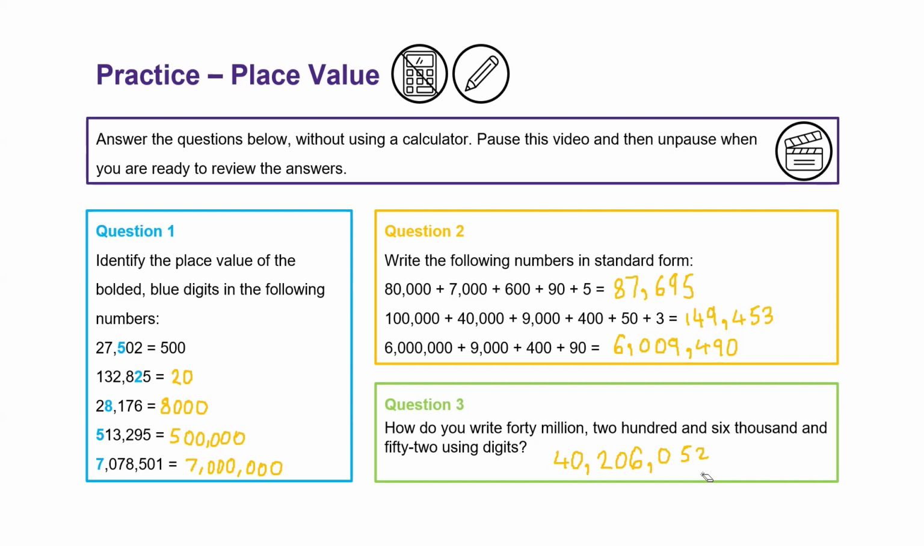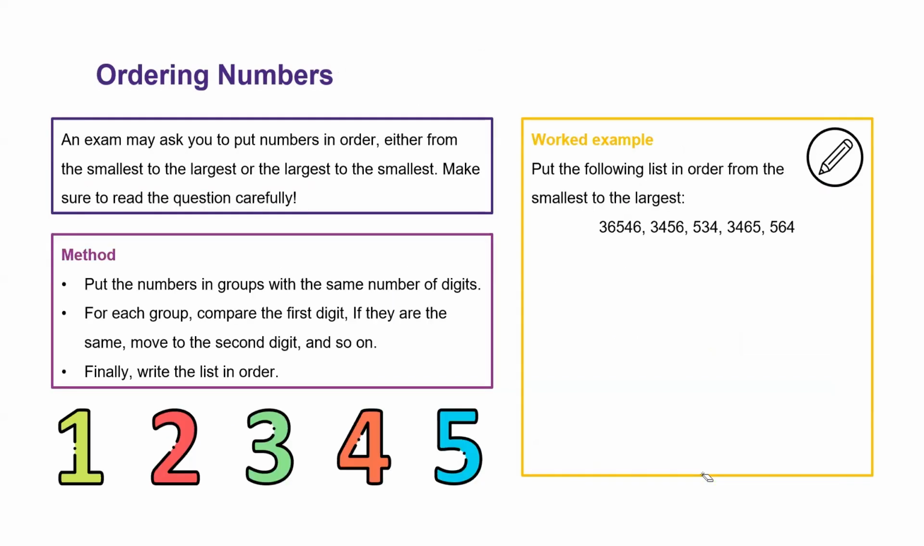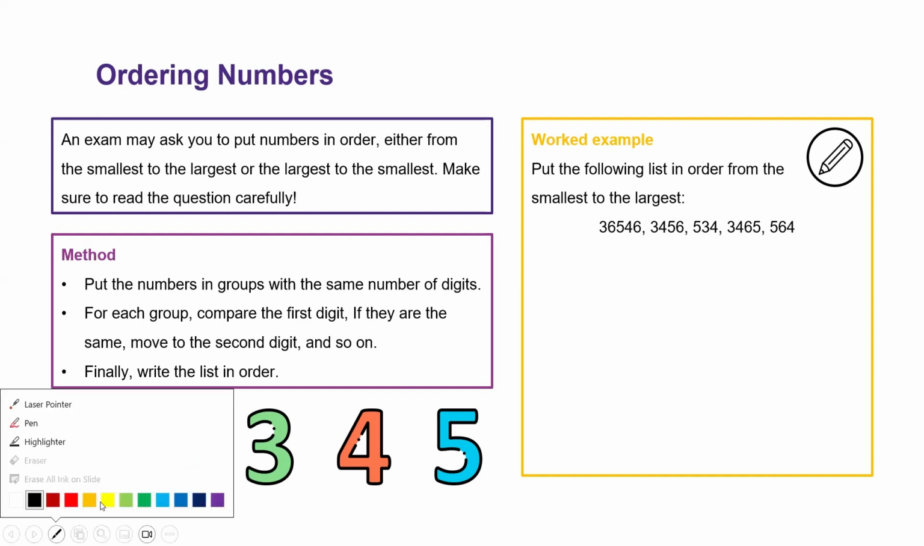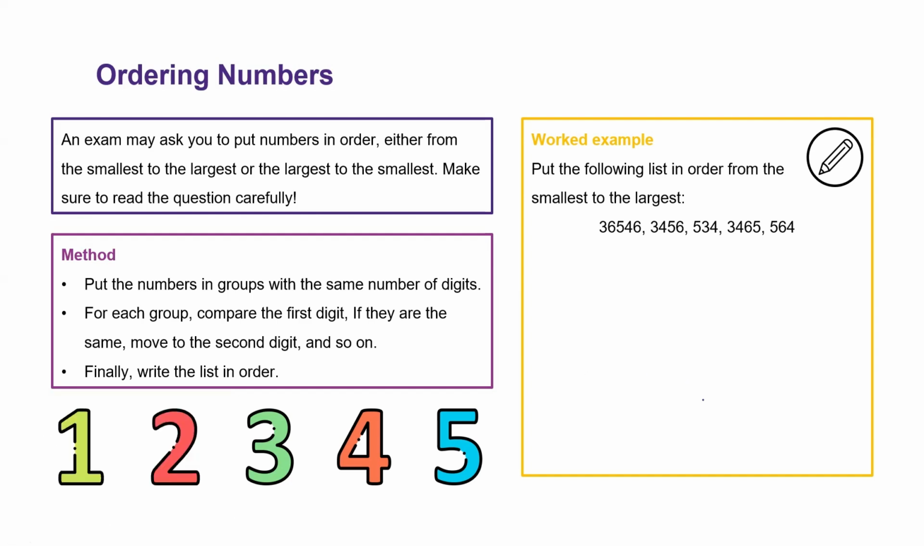Okay. Moving on, let's look at how we put numbers in order. So an exam may ask you to put numbers in order, either from the smallest to largest or largest to smallest. Don't let that catch you out in a question. I think most exams are quite accommodating if the question says smallest to largest and you accidentally put it largest to smallest, provided it's in some sort of order. But we get into the habit of reading questions carefully.